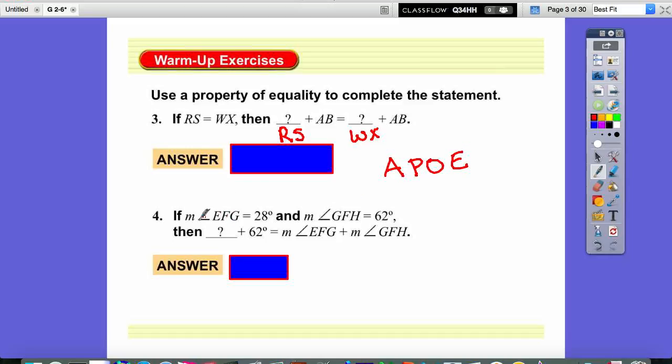If the measure of angle EFG is 28 degrees and the measure of angle GFH is 62, then we're going to fill in here with 38 plus 62 is the measure of EFG plus measure of GFH. In this case, we're substituting. So it's substitution. It's not substitution property of equality. You're not doing the same thing to both sides of the equation.